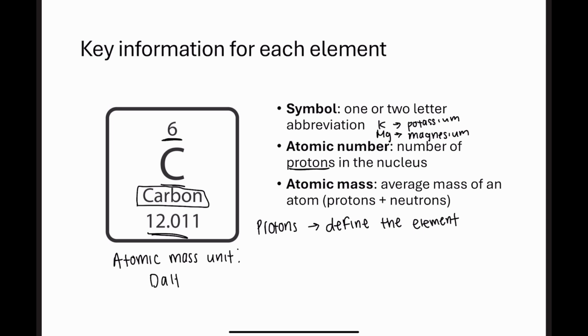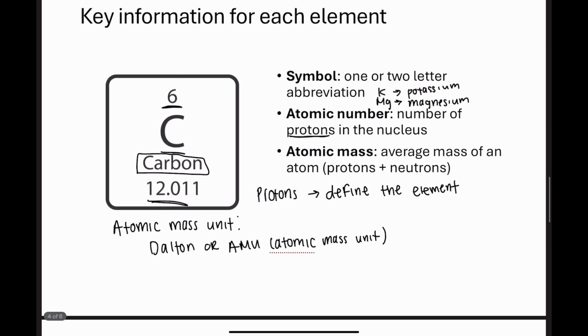Dalton or AMU, which is atomic mass unit. And they have a relationship which is 1 to 1. So 1 Dalton is equal to 1 AMU. We can use that interchangeably.